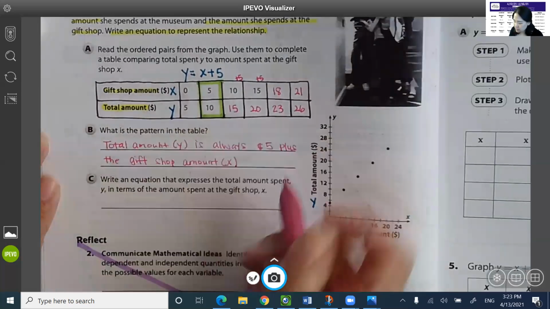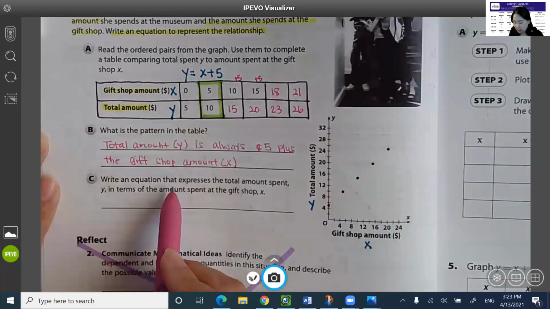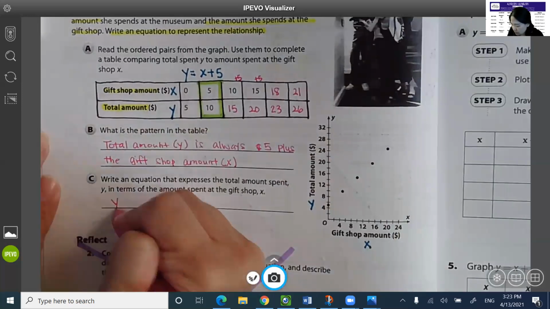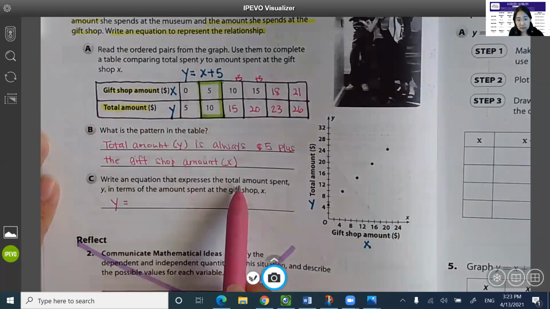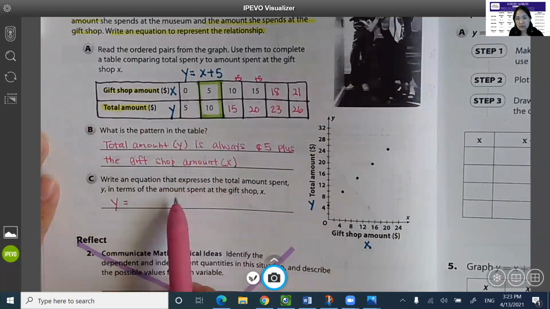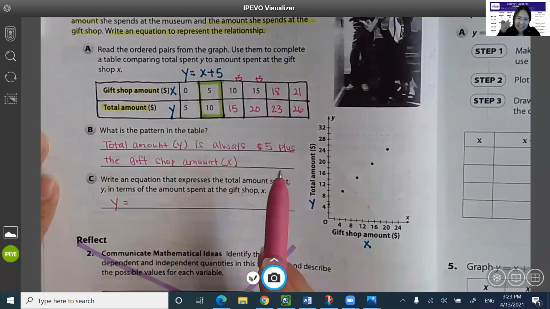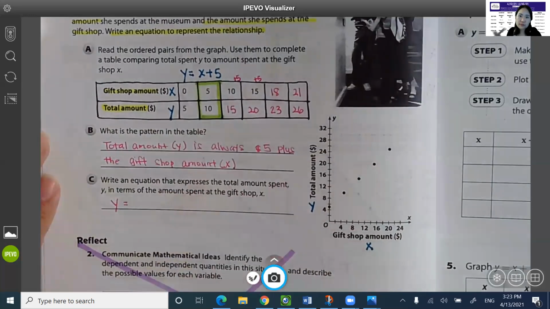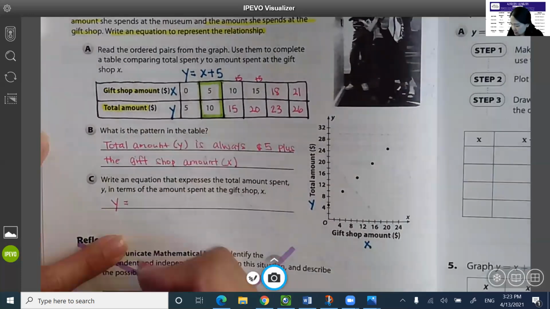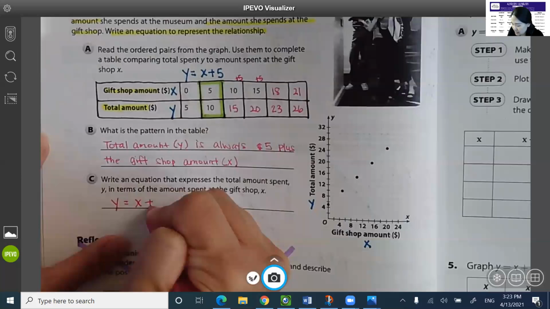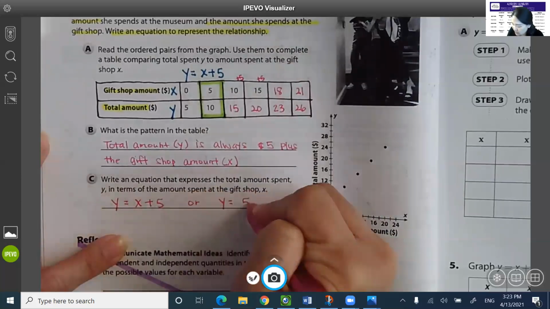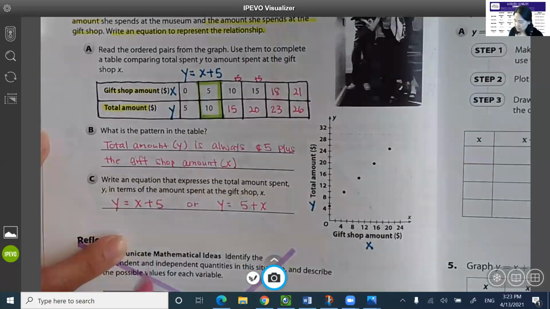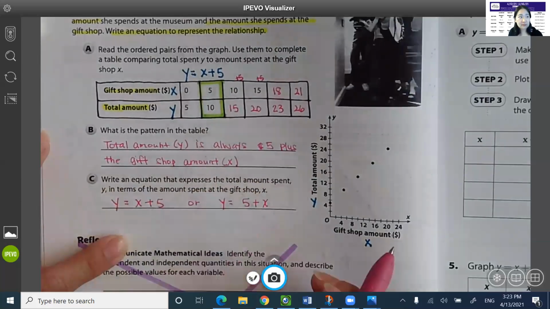So in other words, what is the equation? When you write an equation, you always start with y. What is the equation that expresses the total amount spent, y, in terms of the amount spent at the gift shop, x? All it's saying is put y equals and then write what you are doing to x. You have two ways to write it. You can say y equals gift shop amount plus 5, or y equals $5 plus the gift shop amount. That means the same thing, okay?